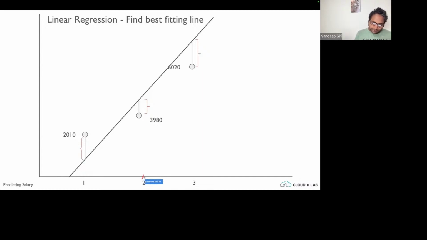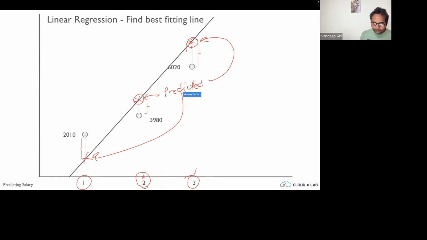As per our line, for years of experience two, this is the predicted value, right? This is our predicted value. This is also our predicted value for the line in the years as 3, years as 1. What is the predicted value? This is our predicted value, correct? These are three predicted values for those 1, 2, and 3. Correct? Everybody okay with this?